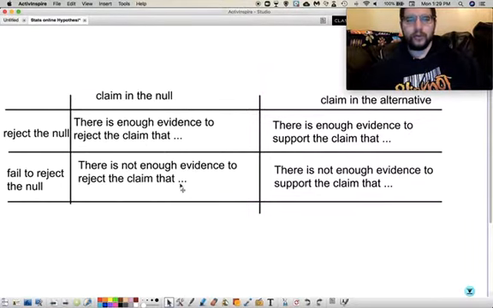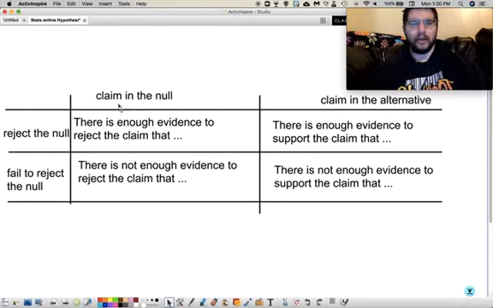I saw a lot of you supporting whenever we had our claim in the null. You can't do anything with supporting or not supporting whenever the claim is in the null. I saw you reject when the claim was in the alternative. We don't reject when the claim is in the alternative. We either support or there's not enough evidence to support. We can't reject it. So make sure that you pay attention to where your claim is and then whether or not we reject the null.